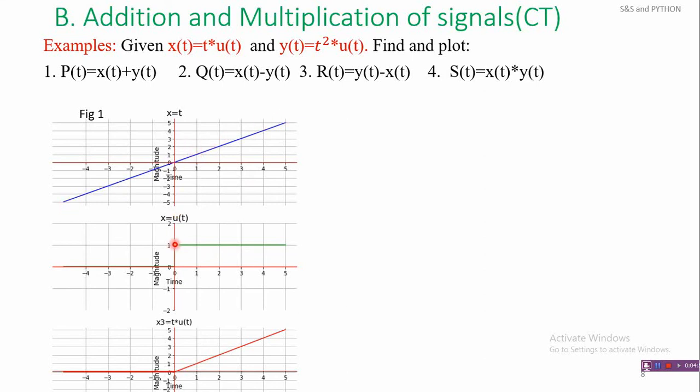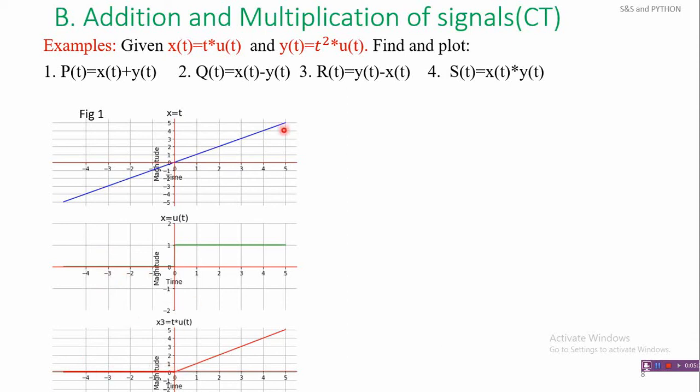So if we take the product of these two, at every instant you consider the value of the first signal t and the second signal u of t and take the product. For all values of t less than 0, we find that u of t is 0. Even though t is not 0, the product is going to be equal to 0. So the resultant signal x of t is 0 for t less than 0.